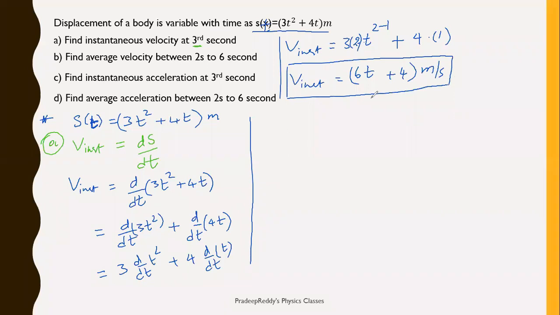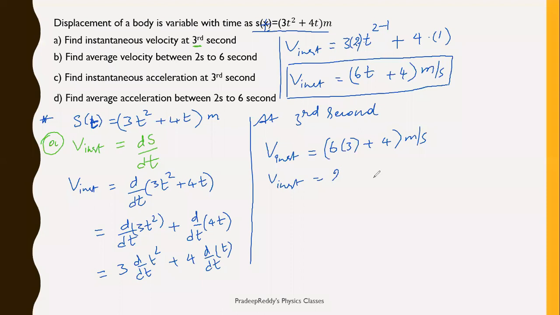Our answer for the first question is not completed. We have the instantaneous velocity expression. Now you are supposed to find the instantaneous velocity at the third second. So at third second, v instantaneous is equal to, just substitute t is equal to 3 here. This gives you v instantaneous is equal to 18 plus 4, 22 meter per second. This is v instantaneous at the third second. This is A.